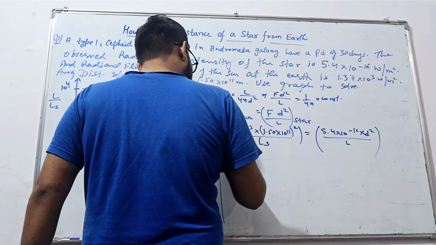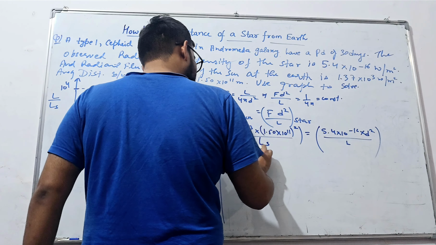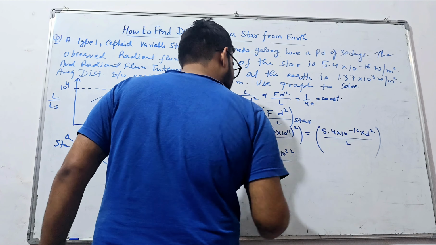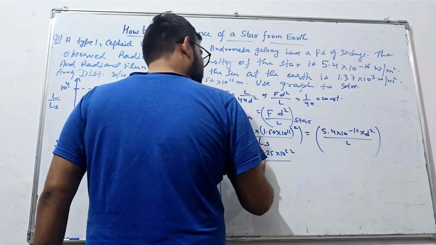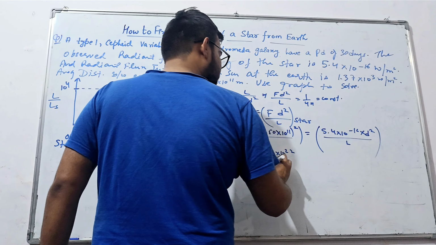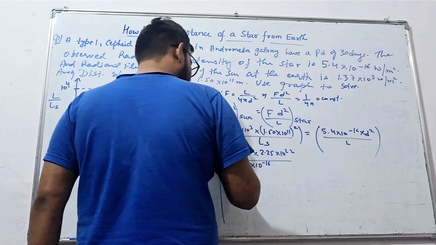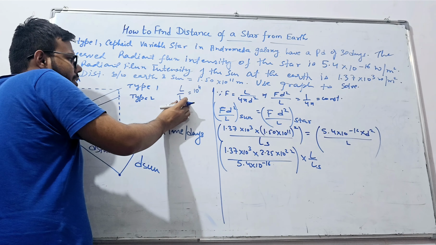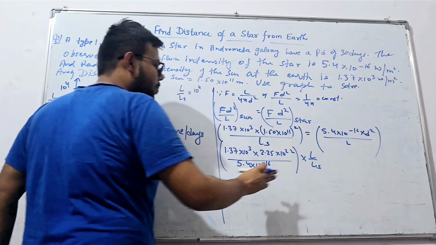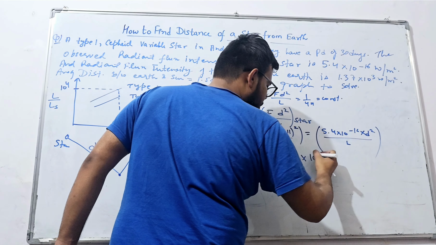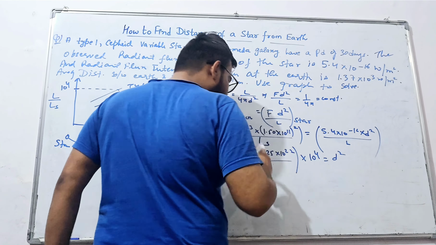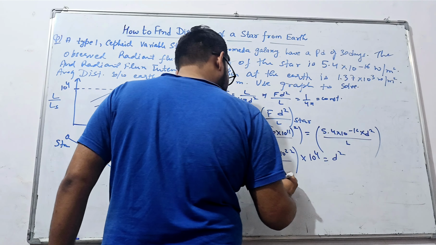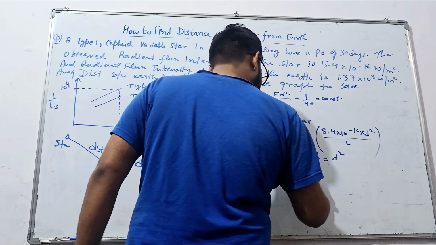So you get basically 1.37 × 10^3 × 2.25 × 10^22 divided by 5.4 × 10^-16, like this, into L by Ls. Well, what is L by Ls in this case? It is 10^4, right? So 10^4 is equal to the d². So when you solve it, you get d approximately 2.4 × 10^22 meters.